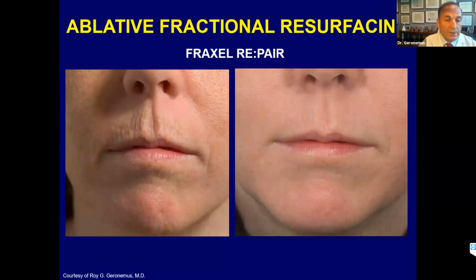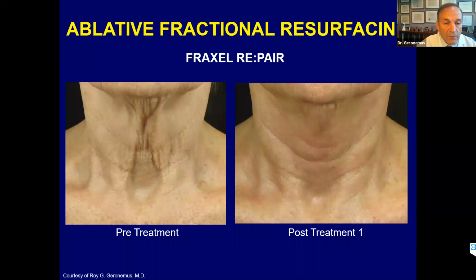Upper lip lines, a big problem for many of our patients. A lot of women don't like this. It's a significant sign of aging. This again is with the FRAXEL repair laser. And here again, we've added the topical Sculptra to improve those lines as well. And this has worked out very nicely for that purpose.